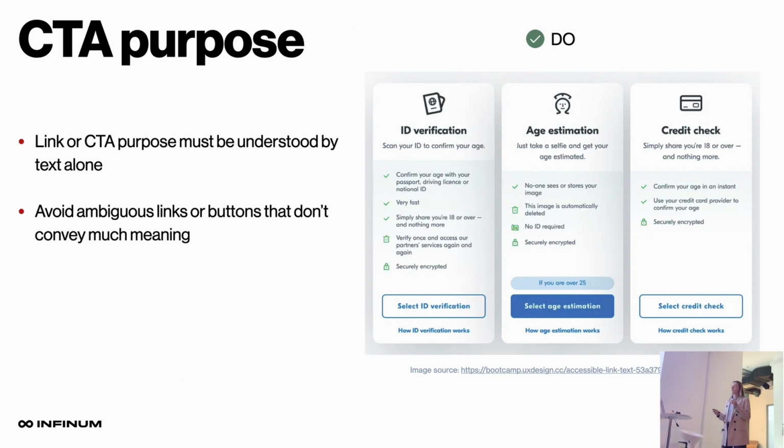This is important especially for users who use screen readers, who cannot perceive 3 different options at the same time, and maybe it will even read to them in an order like select, select, select. Then the user will not be able to make an informed decision. But if a screen reader reads to them select ID verification, select age estimation, select credit check, then the user will understand the action they need to take by just listening to the text of the button.